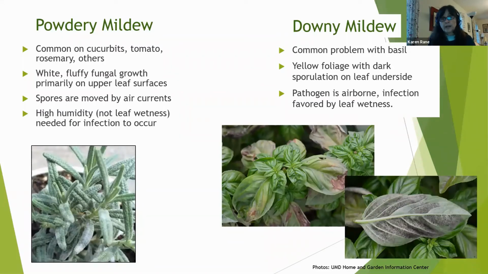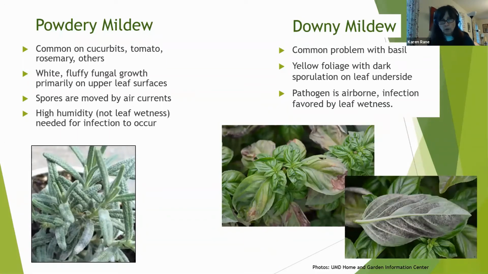Downy mildews, on the other hand, are more closely related to Pythium. So they're more of an oomycete, a water mold type of pathogen, only they happen to affect the above ground portions of plants. And downy mildews are very host specific. And many powdery mildews are as well. So you're not going to get the same powdery mildew on a cucumber as you would on the tomato or maybe on some of your herb crops.